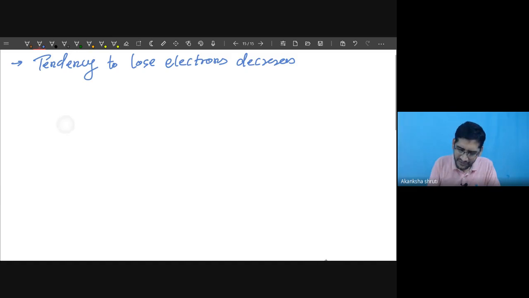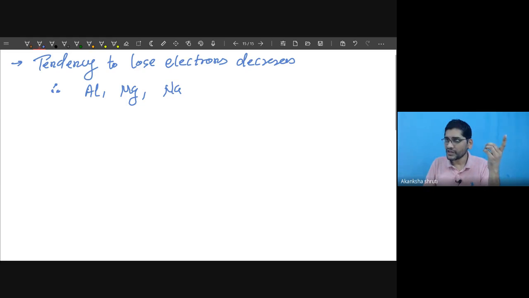How is that? If we consider elements like aluminium, magnesium and sodium, which has the better tendency to lose electrons? Students, you are getting here that sodium is of the largest size. Magnesium is even smaller than that, and aluminium even smaller. So the tendency to lose electrons in aluminium will be lesser, and sodium will be maximum. So the tendency to lose electrons decreases. This I have written in increasing order of tendency to lose electrons.